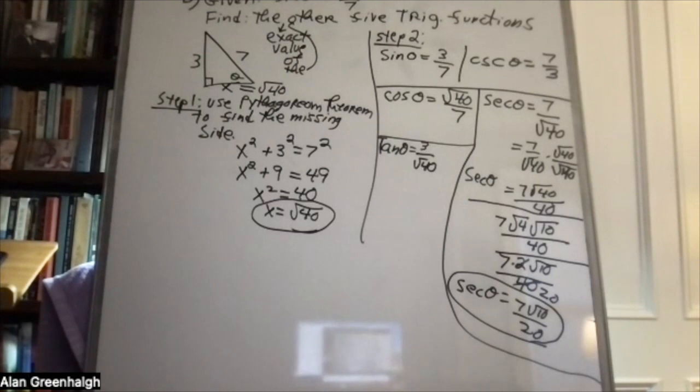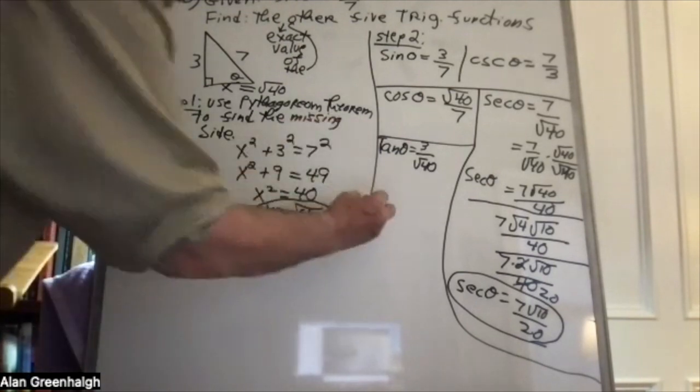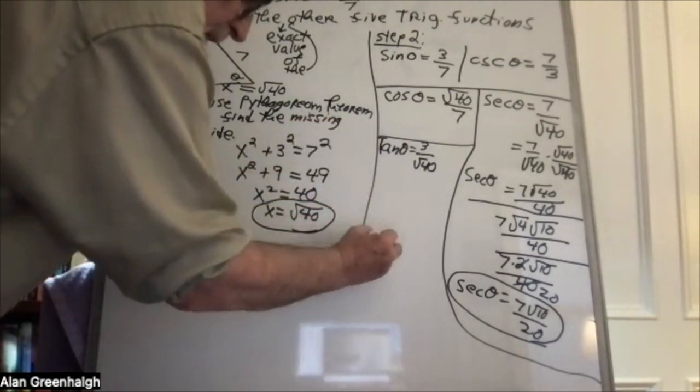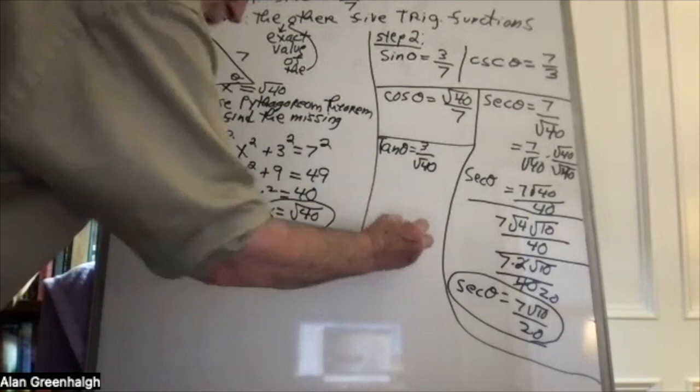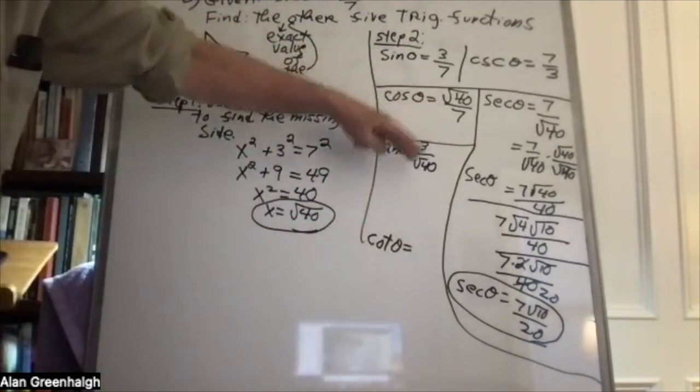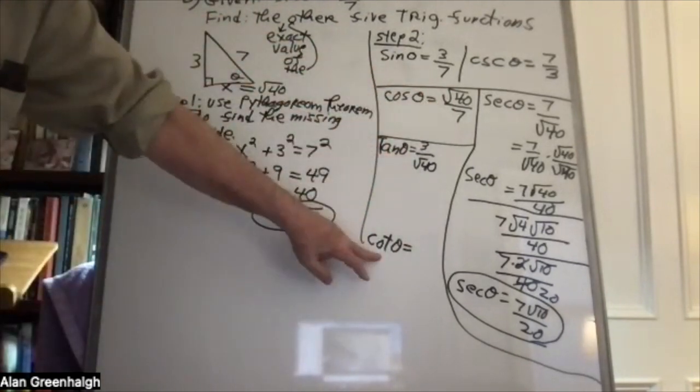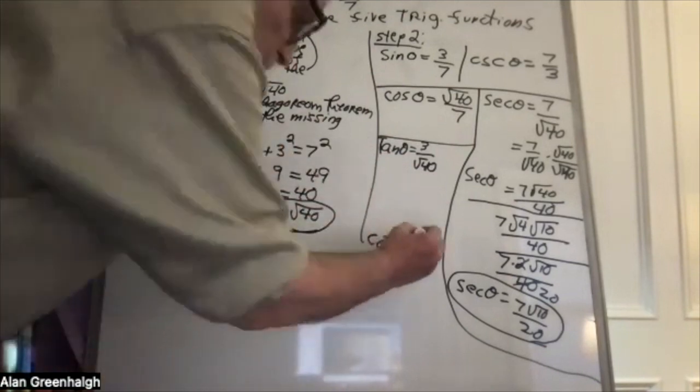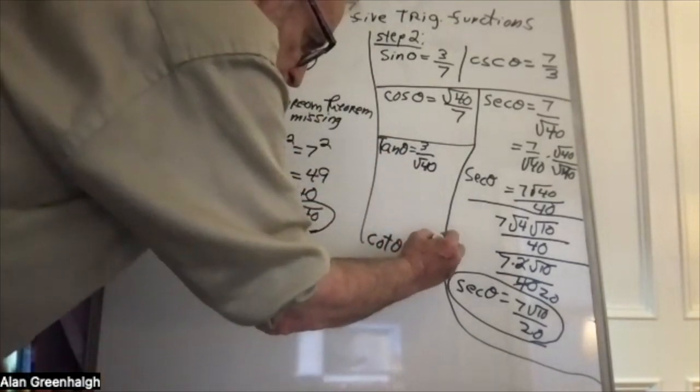And you know what this means? Well, before we rationalize the denominator, let's do cotangent. Because if the tangent is 3 over the square root of 40, then the cotangent is the reciprocal, which is the square root of 40 over 3.